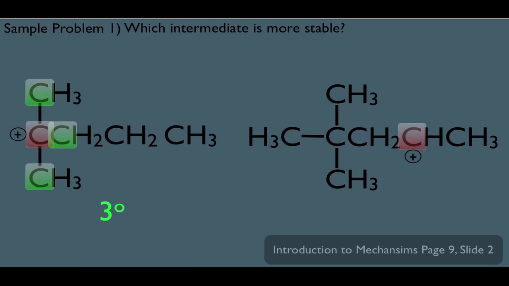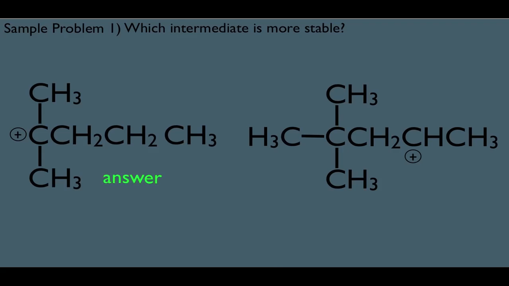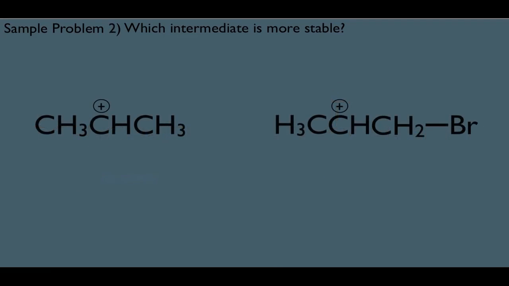For the intermediate on the right, he has 1 carbon here connected to him, and this carbon right here directly connected, making him a secondary carbocation. That means that the intermediate on the left is your more stable carbocation intermediate. So notice, very easy to apply here. However, it gets a little bit more complicated in examples like this.